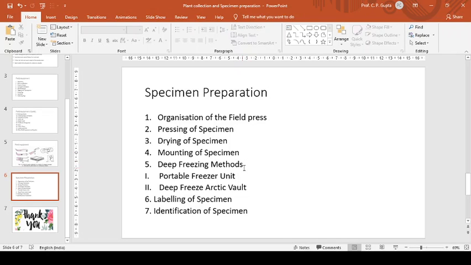Now comes deep freezing methods. These days, deep freezing methods are being adopted in some herbaria to prevent infection of fungi, insects, etc., instead of mercuric chloride and other harmful chemicals. So, in this, we use a portable freezer unit and the deep freeze Arctic vault.